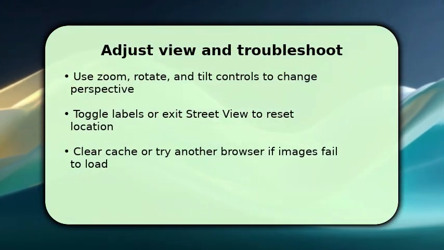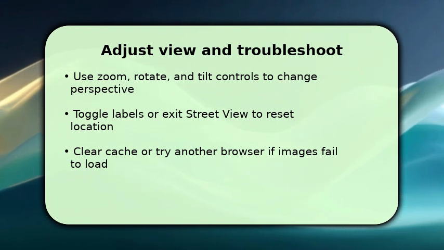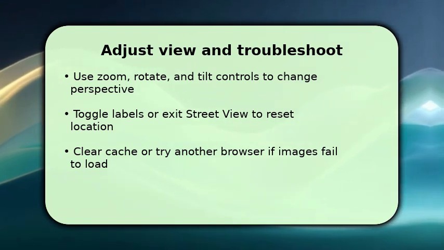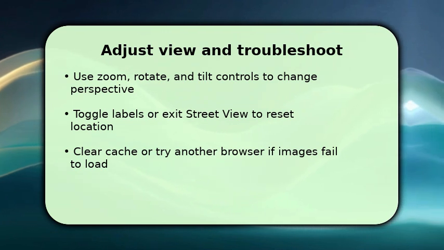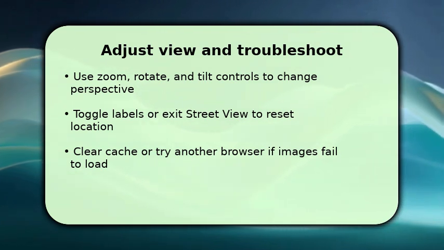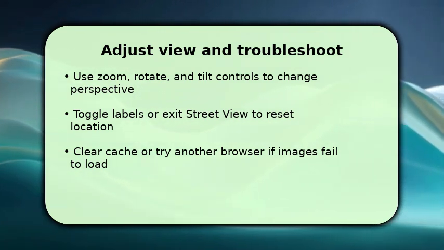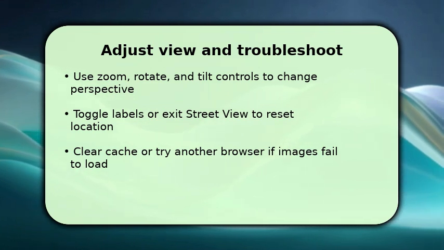Zoom to crop distant objects, rotate to change heading, and use the tilt control to adjust vertical angle for building facades. When finished, click the back arrow or exit street view to return to the map context. This preserves your last camera position.